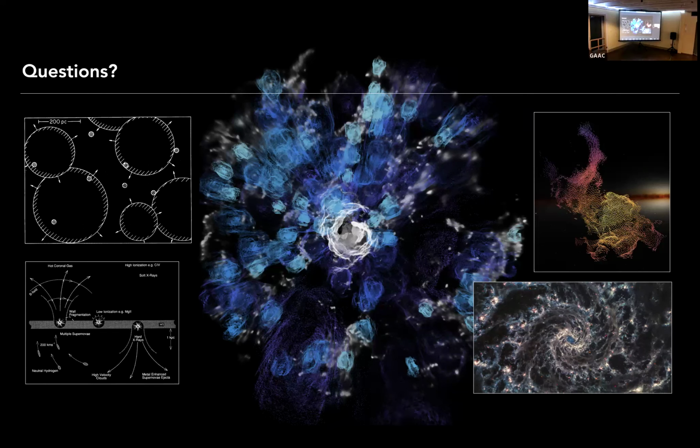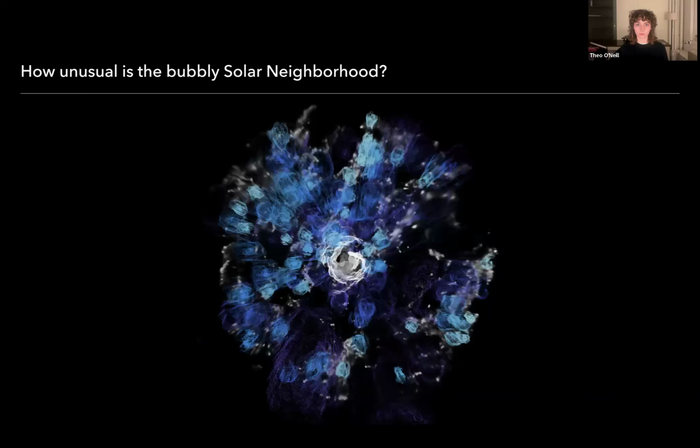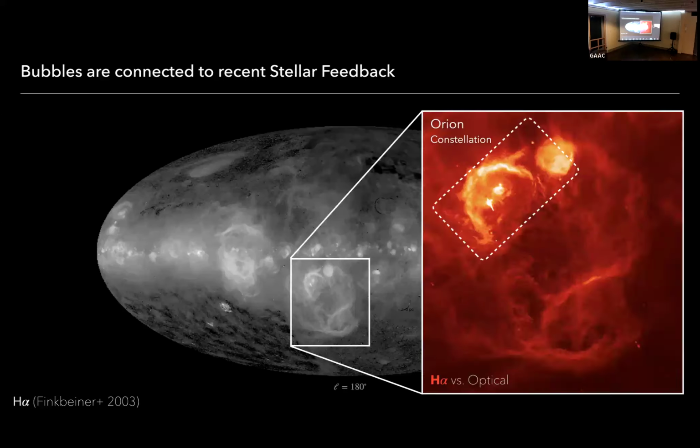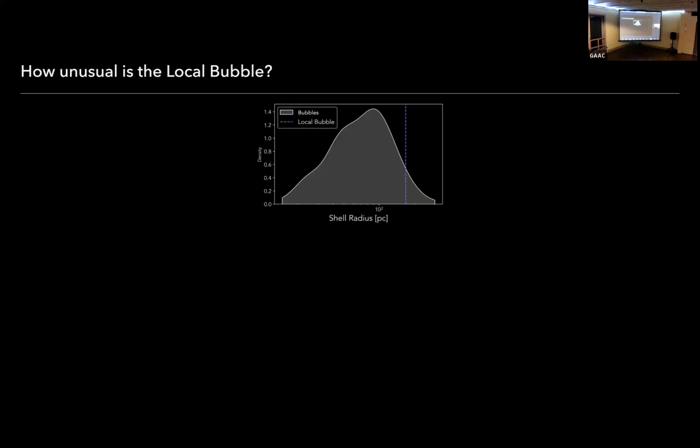Eleanor, yes. Theo, you showed a slide showing the radii of the shells of bubbles that have been measured. But the images that we've seen make, especially our local bubble, look very porous. How defined are the shells?